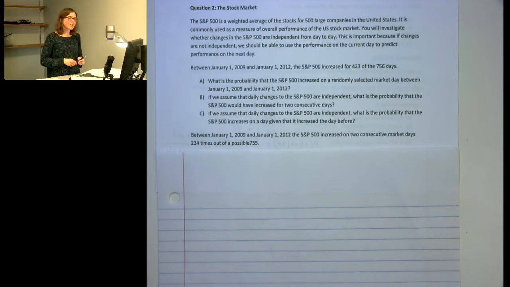We're going to investigate whether changes in the S&P 500 are independent from day to day. This is important because if changes are not independent, we should be able to use the performance of one day to predict performance on the next day. So we're going to take a look.